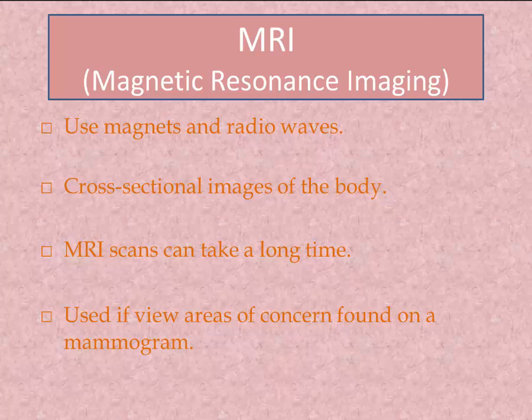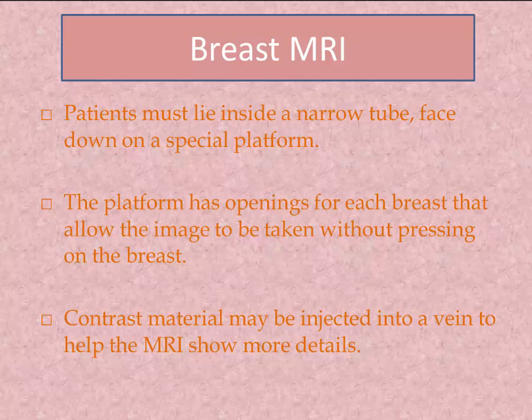MRI uses magnets and radio waves to create cross-sectional images of the body. MRI scans can take a long time. Used to view areas of concern found on a mammogram. Patients must lie inside a narrow tube, face down on a special platform. The platform has openings for each breast that allow the image to be taken without pressing on the breast. Contrast material may be injected into a vein to help the MRI show more details.